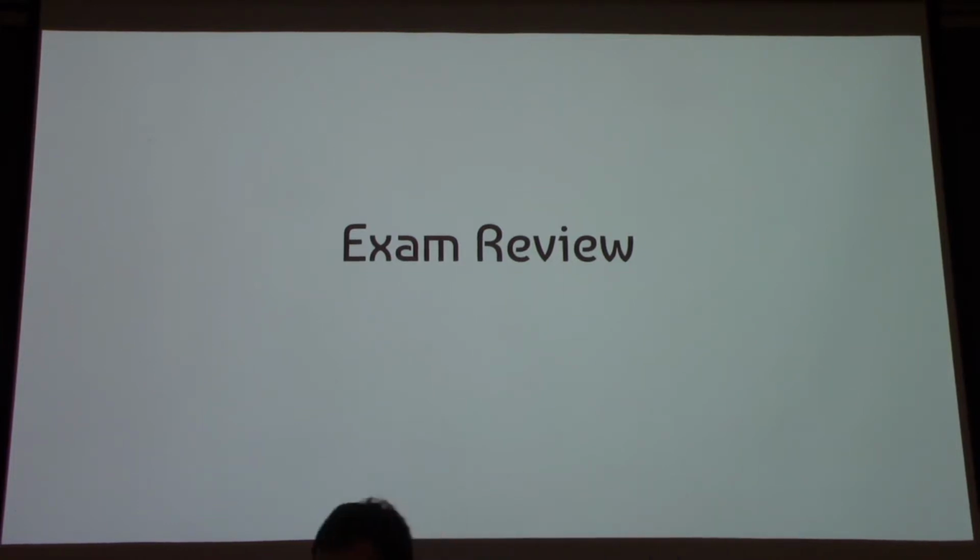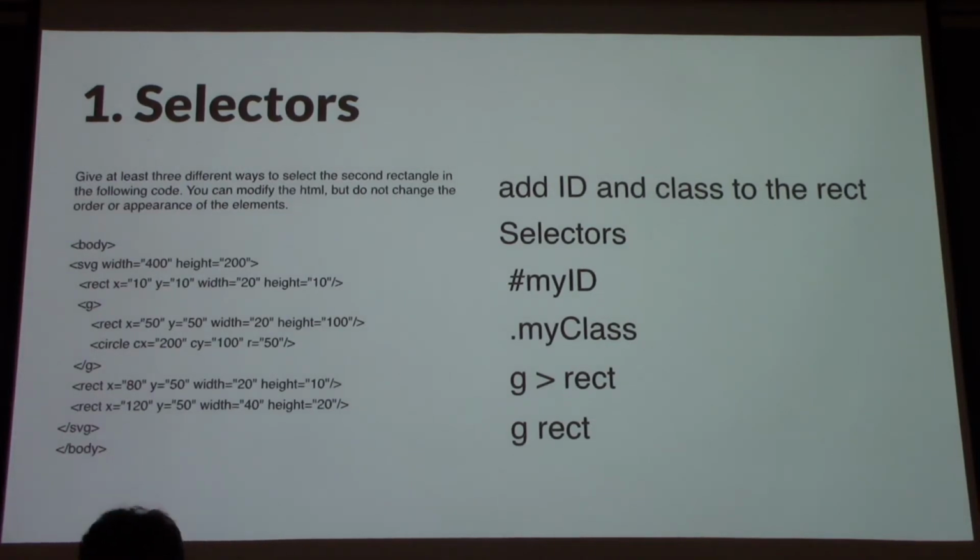Okay, so this one almost everybody got right. Selectors. The question here was, we have an HTML snippet, and show me 3 ways how I can select this rectangle here. If you just wrote this here, you would have gotten full marks, because many of you gave JavaScript options of different ways of selecting things and so on. I also graded that as correct, of course.